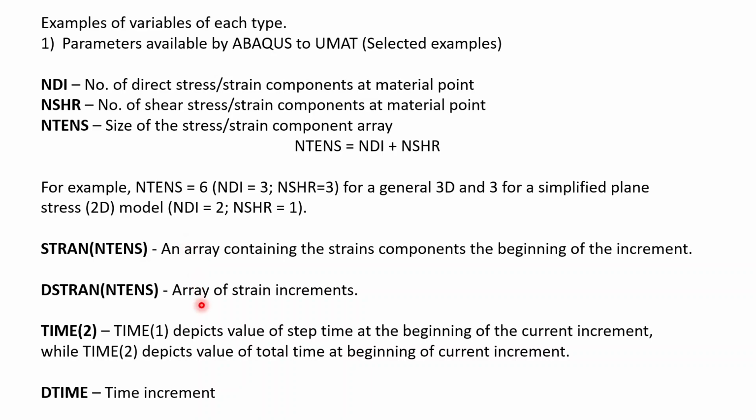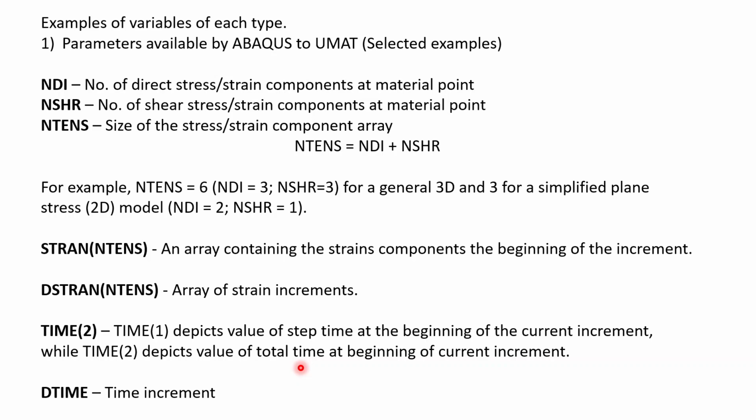So this will be delta epsilon 11, delta epsilon 22, delta epsilon 33 and so on. So here we have something called time. This is a one-dimensional array with two elements, of which the first element depicts the value of the step time at the beginning of the current increment. Time 2 depicts the value of total time. If an analysis contains multiple steps, we have something called step time and total time. So time 1 depicts the step time and time 2 depicts the total time.